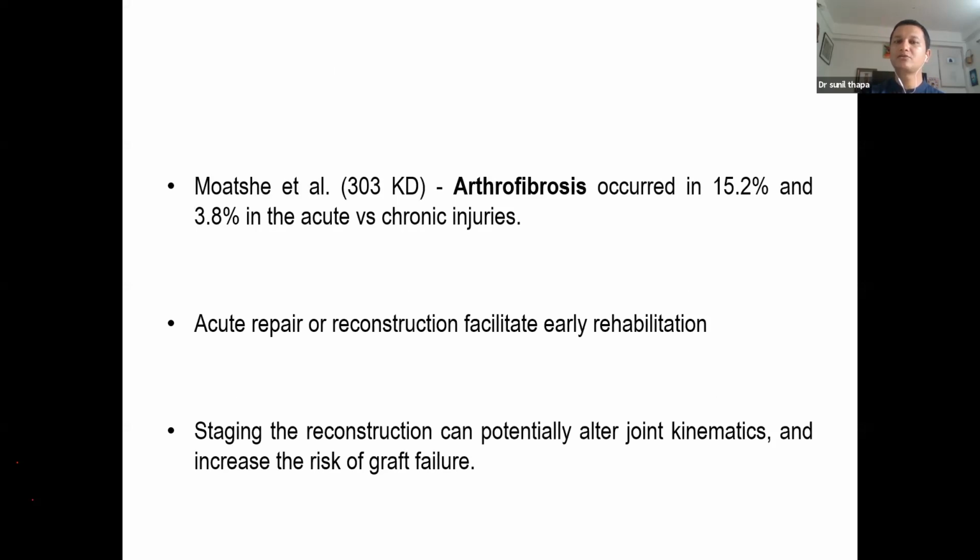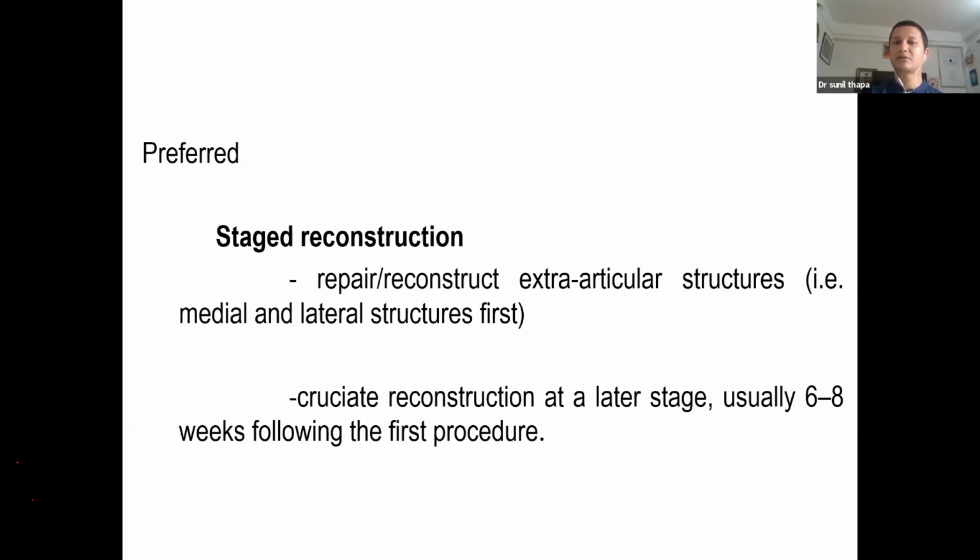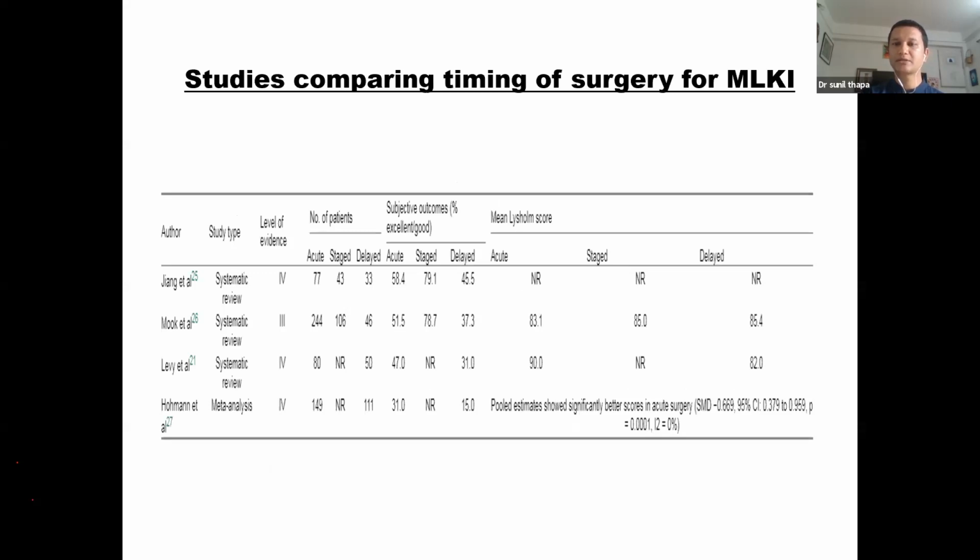The proponents of acute repair or reconstruction say that it facilitates early rehabilitation. Not only that, if we try to stage the reconstruction, it can potentially alter the joint kinematics and increase the risk of graft failure. So acute phase repair or reconstruction of all structures is the essence. But most of the authors prefer a staged reconstruction. They repair or reconstruct the extra-articular structures, mainly medial or lateral structures, first. Then after a period of time, they go for a cruciate reconstruction, usually 6 to 8 weeks following the first procedure. There is a comparative study which shows which time is better for doing surgery after multiligamentous knee injury, and it shows that the staged surgery has a better subjective outcome than either acute phase or delayed stage surgery.